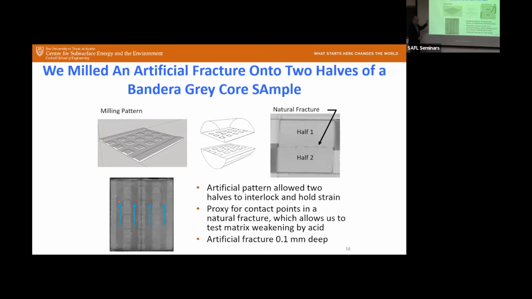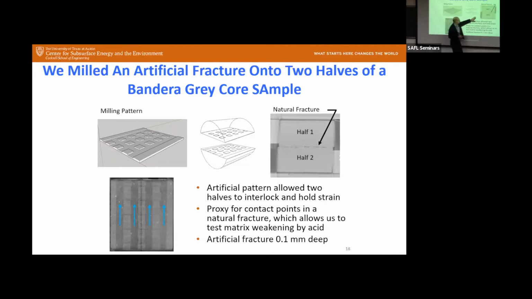So we machined this. We had a lathe, and it made this nice pattern. We interlock these, and the idea, this would be a natural fracture, and you have contact points at a natural fracture, which are determined by how it breaks apart. But we create these contacts artificially by milling this and having these 0.1 millimeter raised beds. And that also allows us to be reproducible.